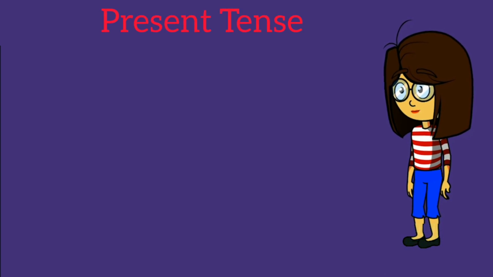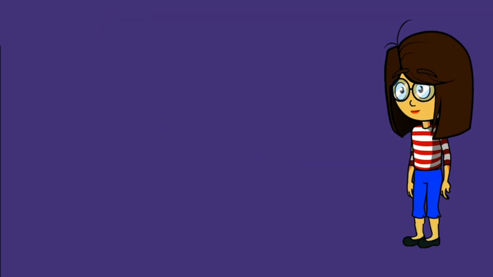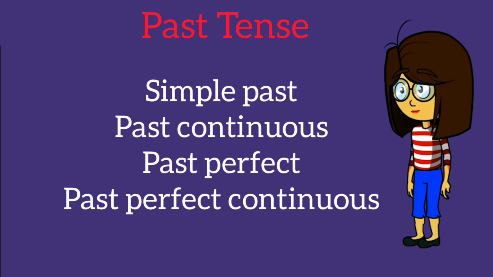We learned about the four forms of present tense. Now, let us discuss what is past tense. Like present tense, here also in past tense, we have four different forms. They are simple past tense, past continuous tense, past perfect tense, and past perfect continuous tense. First, let us begin with simple past tense.